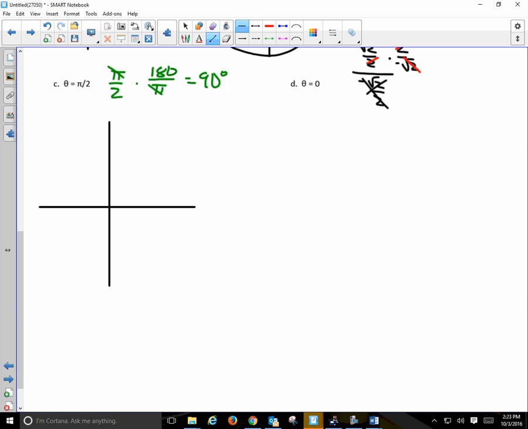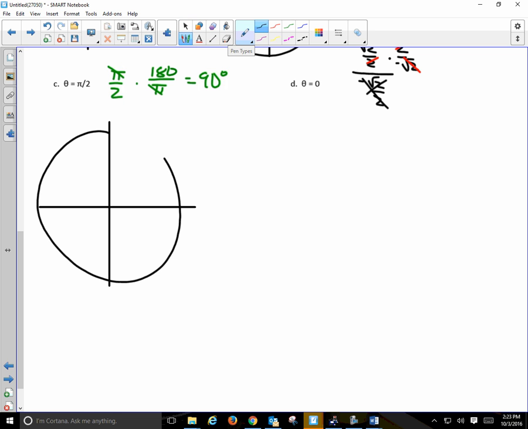So I will draw my circle, and I'll draw my angle, 90 degrees. Sweet. Now at this point, a lot of people want to draw a triangle. Don't draw a triangle. You know the point that it goes through. If it's on one of the axes, you know the point it goes through. What point does it go through? 0, 1.